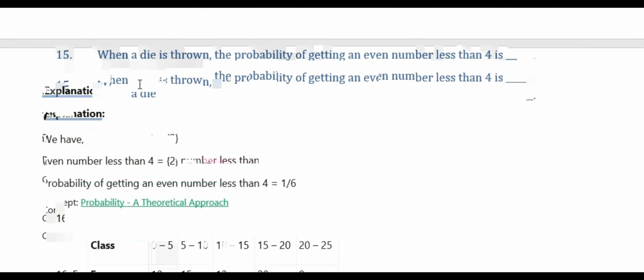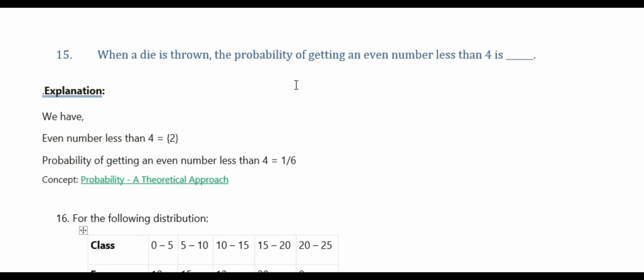The next question on your screen, you can see 15 number. When a die is thrown, the probability of getting an even number less than 4 is what? You know, even number less than 4 equal to 2. The probability of getting an even number less than 4 is 1 by 6, right? It is taken from the probability chapter.